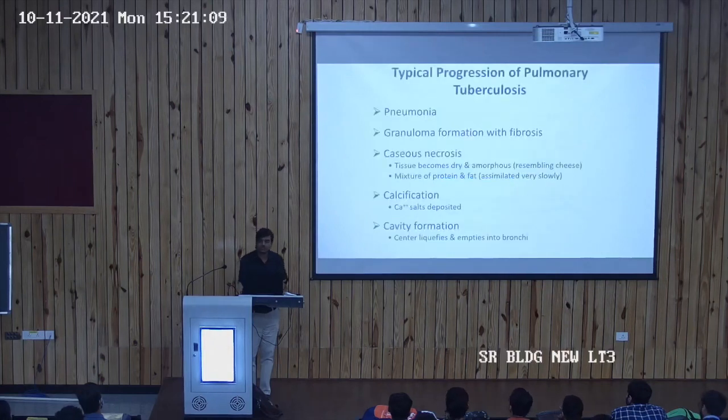Typical progression of pulmonary tuberculosis: first of all, there will be pneumonia, then granuloma formation with fibrosis, then caseous necrosis where the tissue becomes dry and amorphous, a mixture of protein and fat. Later on there will be calcification, and last will be cavity formation where the center liquefies and empties into the bronchi.